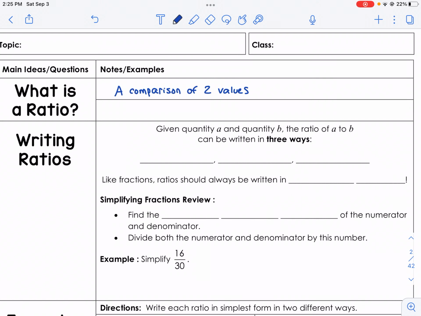Hey everyone, welcome to our very first lesson in the ratios unit. And I've just written in the first definition for us. You may have learned ratios a bit last year. This is kind of a review, and then we'll do some new things with them.